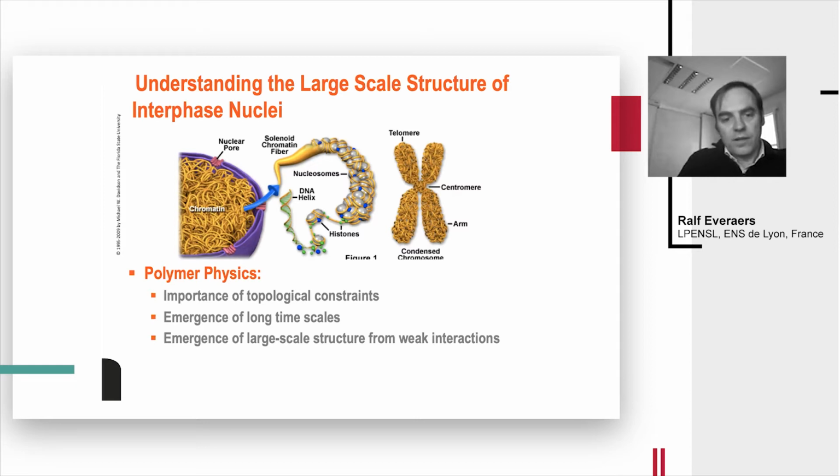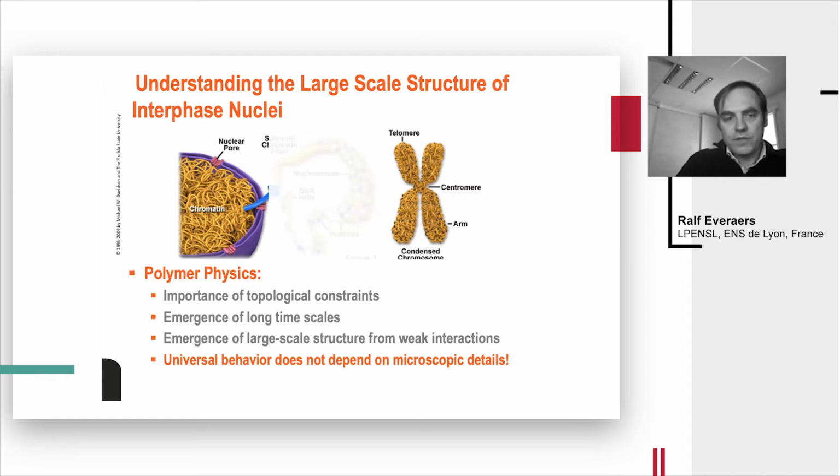There's another thing: in these long chain systems, very long timescales emerge and we have to take them into account. A third aspect is that you can have structure formation as the consequence of very weak interaction. That's also a specific feature of what polymers can do. And there's a fourth message: these things are universal, in the sense that these are features shared by all polymeric systems. And then one does not always need to take into account all microscopic details of the system in order to describe them successfully.